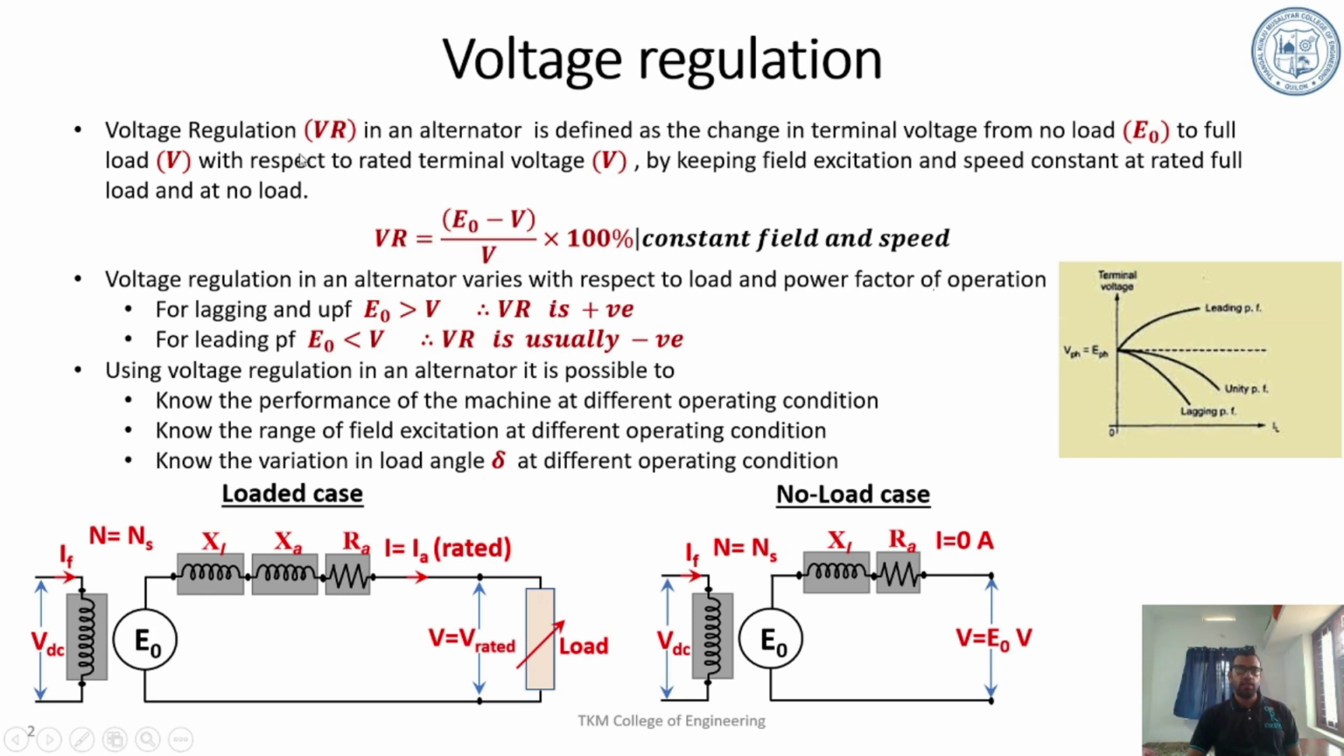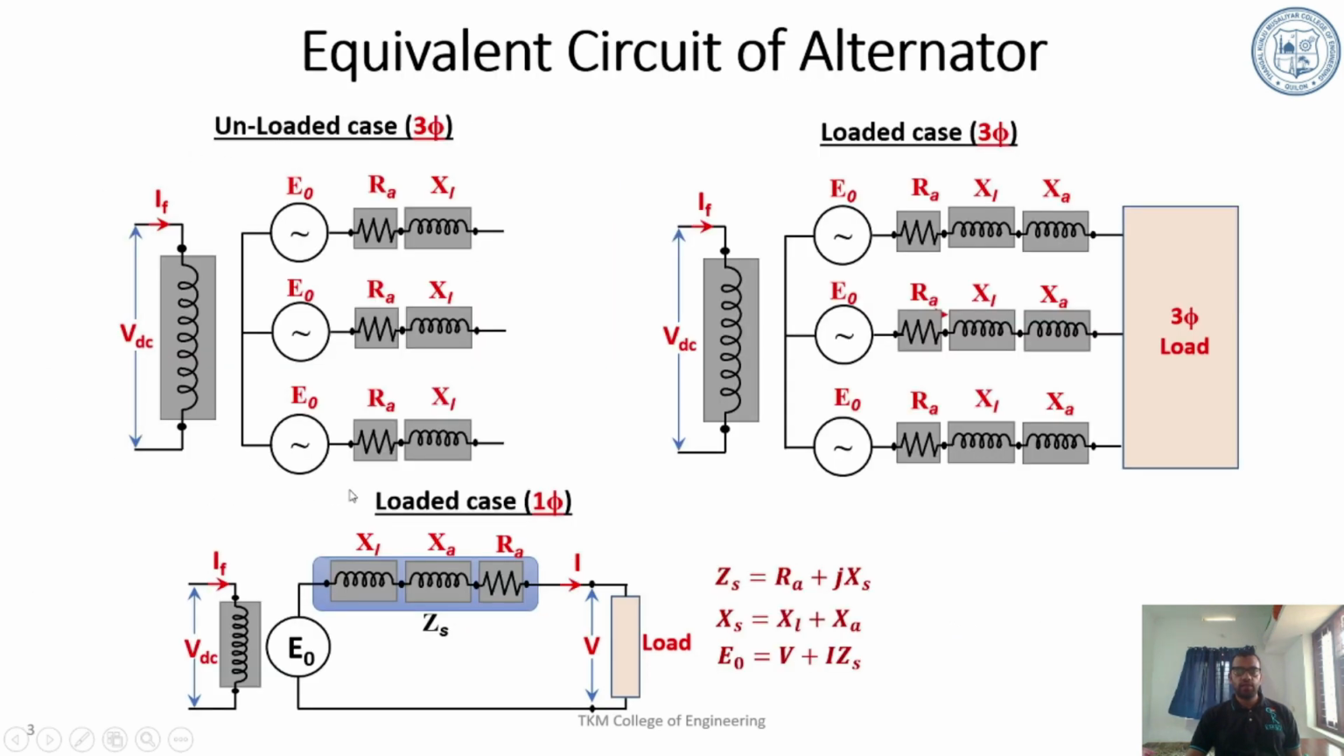Now let's see the equivalent circuit of the alternator in general. This equivalent circuit represents the three-phase equivalent circuit of the alternator under no load case. Under no load case, there won't be armature reaction, so there won't be XA in the no load case equivalent circuit. This is the load case equivalent circuit. In the load case equivalent circuit, armature reaction will be there, so XA will be there in the equivalent circuit.